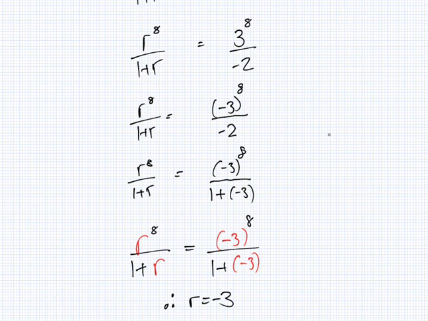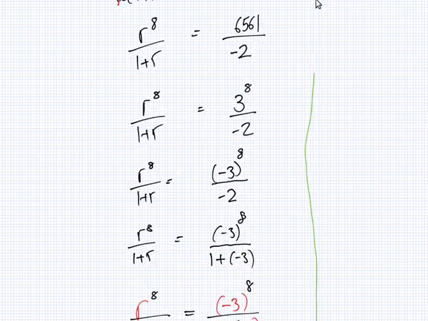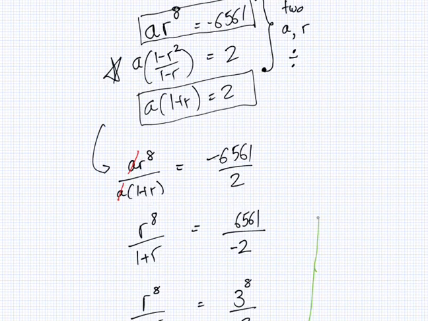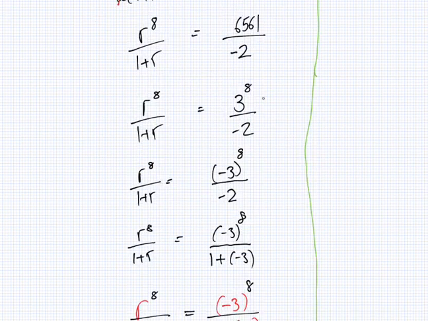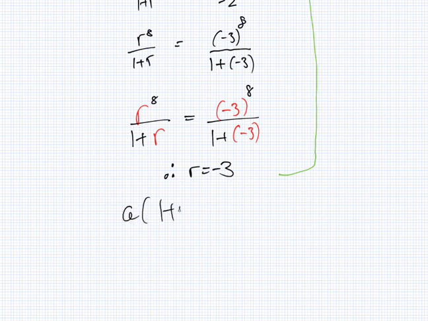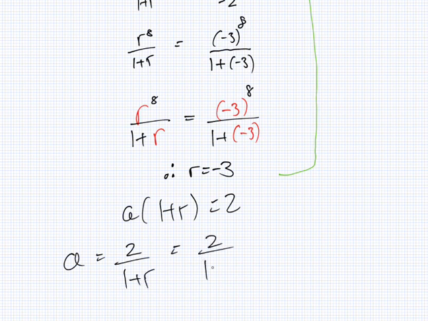Okay, we're not finished yet because we still have to get the A. So I can take this answer and put it all the way back in here, and this can give me my A. So remember, you have A times 1 plus OR equals 2. So that means A equals 2 over 1 plus OR, which equals 2 over 1 minus 3, which equals minus 1. So I have my final answer now: A equals minus 1 and OR equals minus 3.